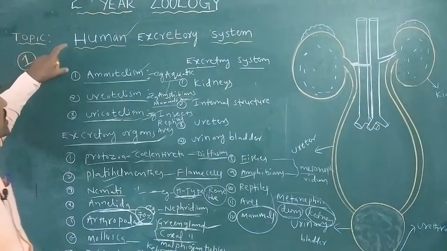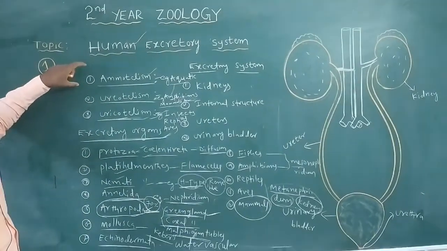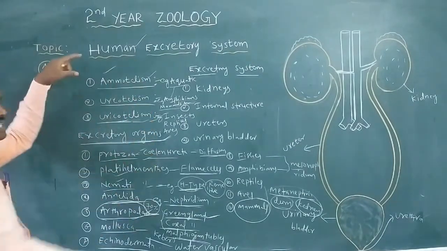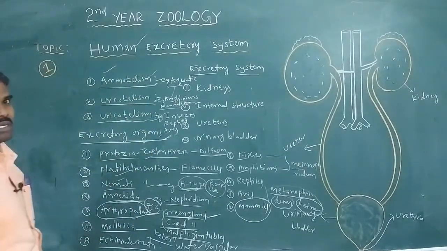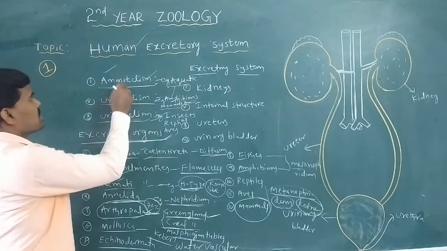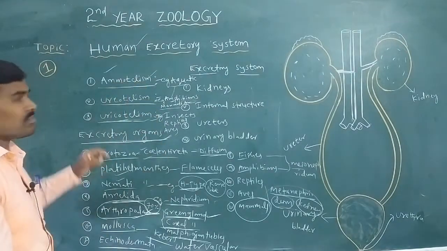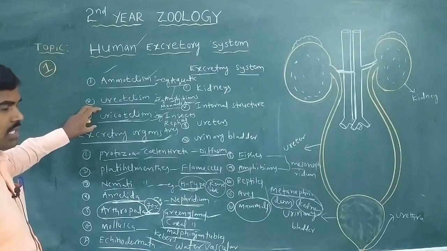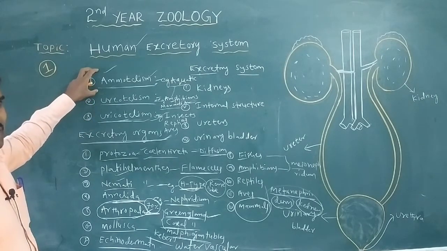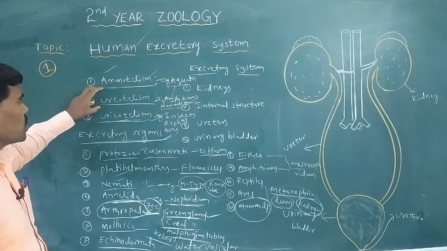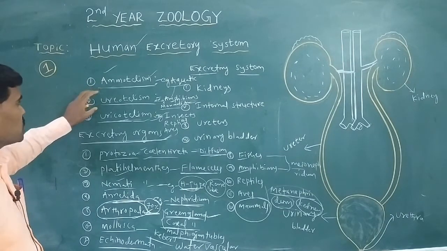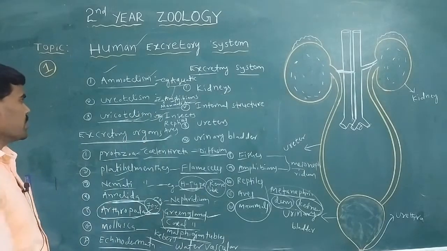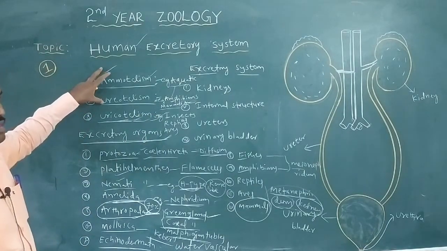First of all, the human excretory system. There are three types of animals based on the excretory materials they excrete: ammoniotelism, ureotelism, and uricotelism. Ammoniotelism excretes ammonia; ureotelism excretes urea; and uricotelism excretes uric acid. So this is based on the three types.